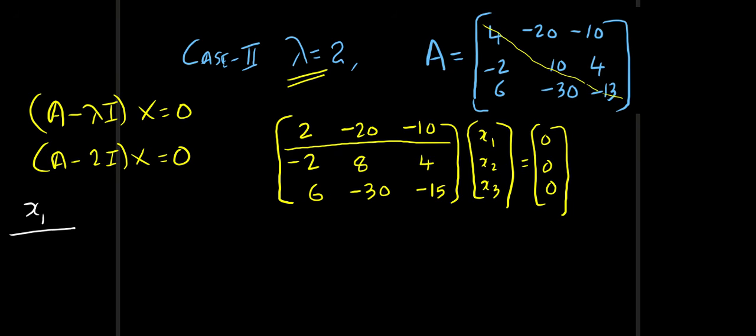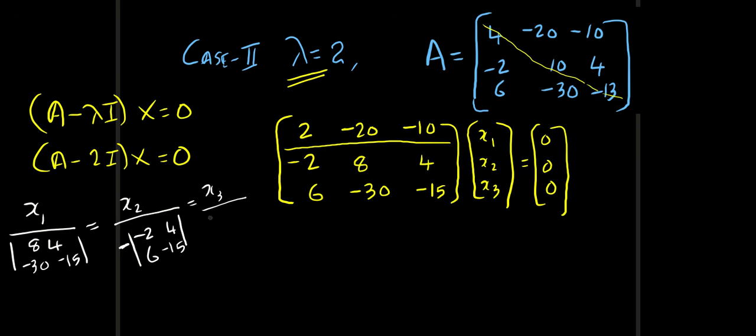So x1 by determinant of 8, 4, minus 30 and minus 15, and that is equal to x2 by, I'll repeat, don't forget this negative, determinant minus 2, 4, 6 and minus 15, and that is equal to x3, the whole divided by determinant minus 2, 8, 6 and minus 30, and let it be equal to k.